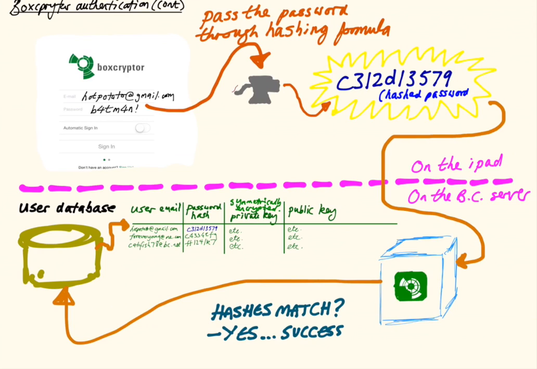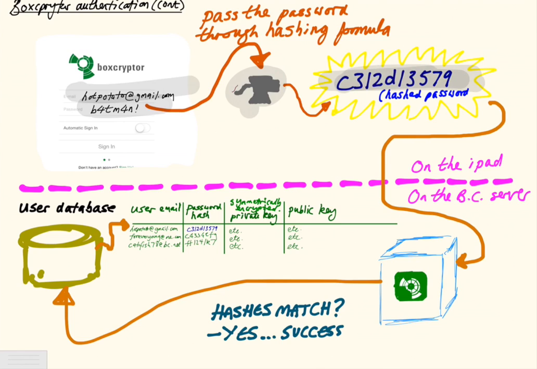So here we are with a proper example. We're at the login screen, and let's say my email address is hotpotato@gmail.com, and I enter the password Batman, and it goes through the hashing algorithm and generates this hash here. This all happens on the iPad or the device, right? So the password itself in raw form never ever leaves the device.